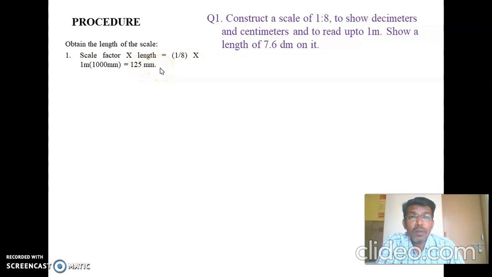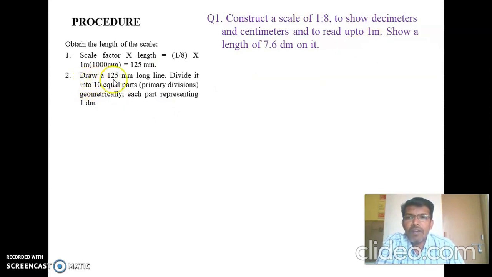So you are going to represent a 125 mm line on your drawing to show 1 meter length on your paper, right? So here draw a 125 mm long line. Okay, divide it into 10 equal parts, primary divisions, geometrically. Each part is representing 1 decimeter.